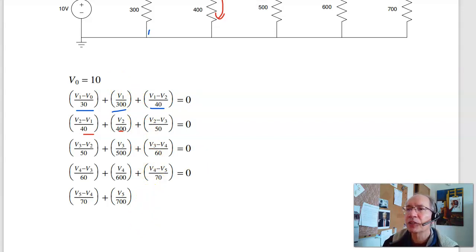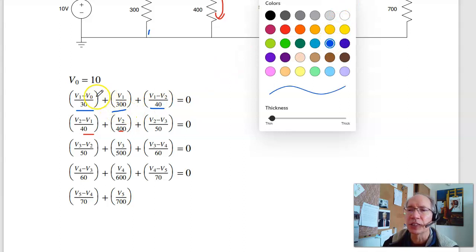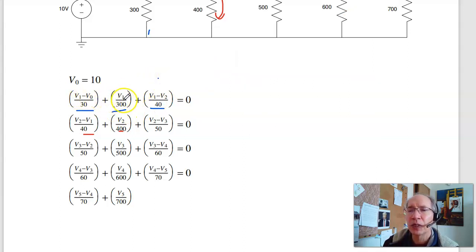To make sure I did these right, there's a couple things you can check on. First, at node 1, all the V1s are positive, everyone else is negative. At node 2, all the V2s are positive, everyone else is negative. Also, the units match. I've got volts equals volts.